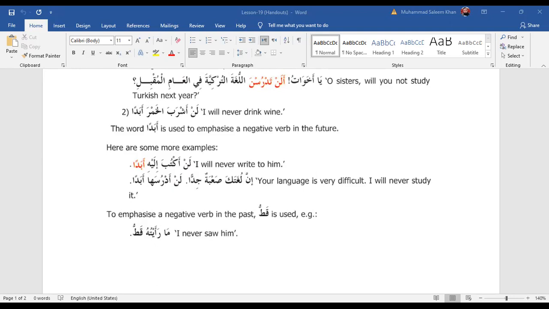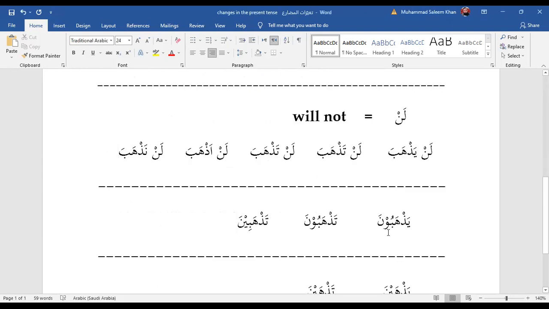Ustad, the screen has not changed. It remains the same. Oh, the book, stop. I forgot to share. Now, can you see this now? Alhamdulillah, yes, Ustad.